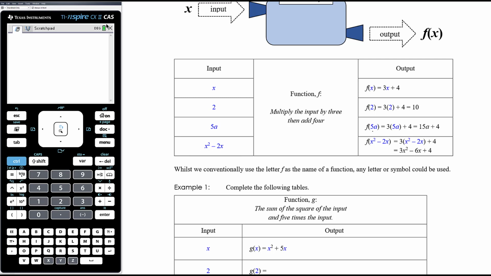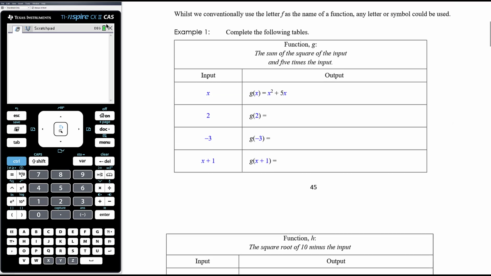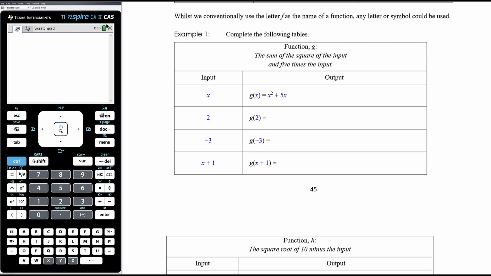Whilst we conventionally use the letter f as the name of a function, any letter or symbol could be used. Obviously we avoid some letters for particular reasons. E has another meaning, I has another meaning in maths, so we tend to choose our letters a bit carefully. We'll probably use f first, and then if we've used f we would go to g next, and then we might use h. We wouldn't use i, we then might go to a different letter. Regardless, it doesn't matter what you call it, f is just simply the name of the function.